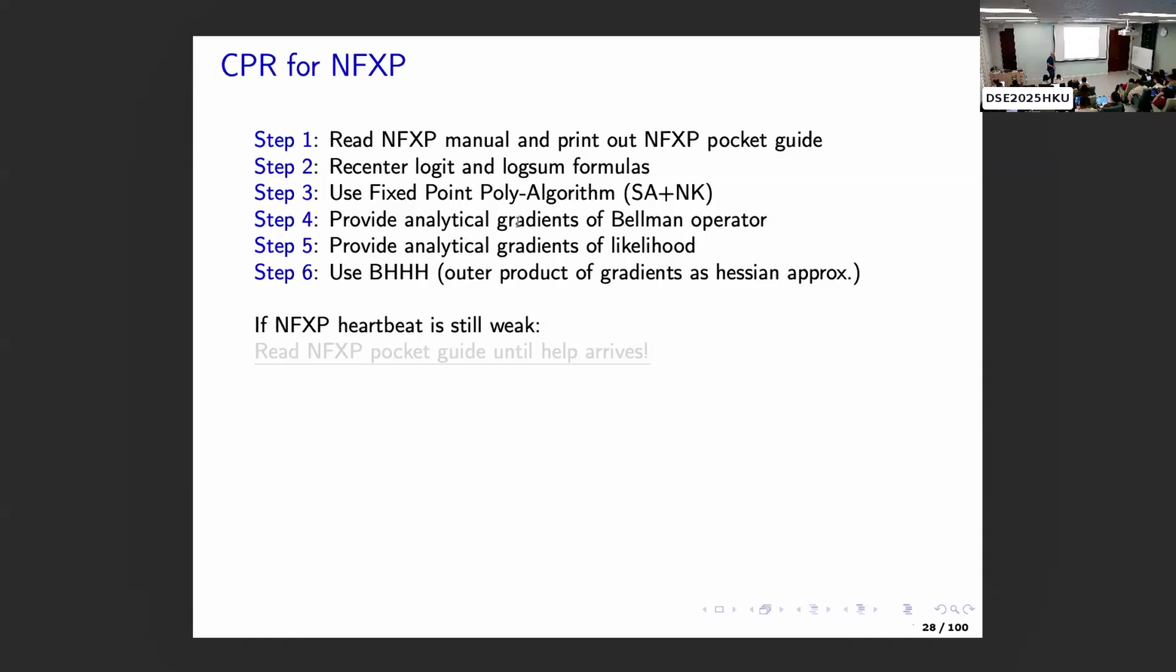Okay, so first, read the documentation. I went down and read the documentation manual of NFXP, and then there's some more tricks, and we're going to go through some of them. How am I doing? 45. Let's spend a little bit of time on this. Okay, now this is the CPR, right? 6 steps. You follow all these steps, and if NFXP is still weak, you do it again. Okay, because it's going to work.